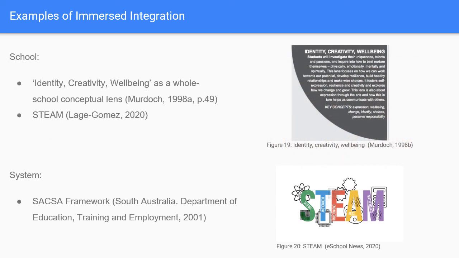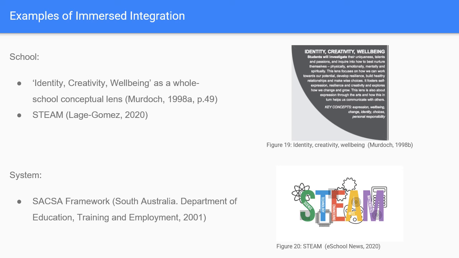As a school, we can make a school-wide commitment to a conceptual lens such as identity, creativity, and well-being. As part of this, we would afford opportunities to the students to investigate their passions, helping them to develop their creativity and self-expression. STEAM in particular lends itself quite well to the immersed model, so all classrooms can have dedicated STEAM sessions in which they explore topics children are interested in.